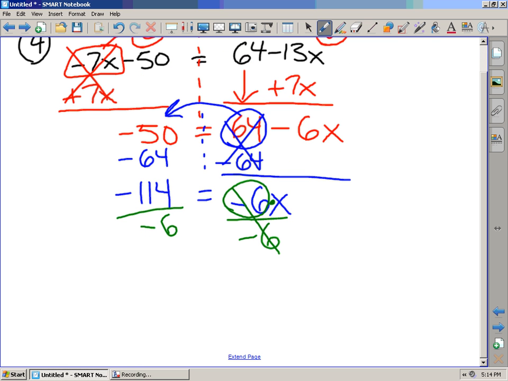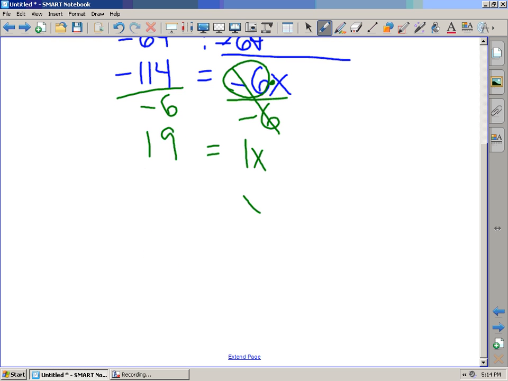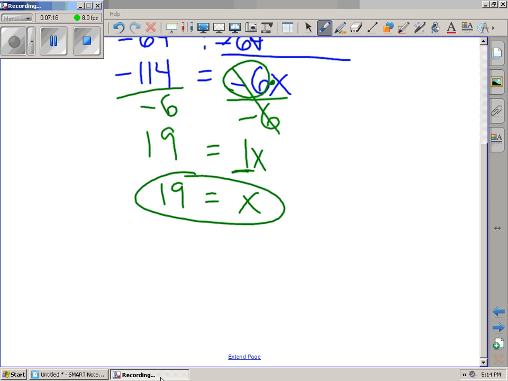Negative 6 divided by negative 6, like anything over itself, is equal to 1. So we get 1x equals, and negative 114 divided by negative 6 is going to give us a positive 19. So x is equal to 19. We don't need that coefficient of 1. So x equals 19. So now what we're going to do is check our work.